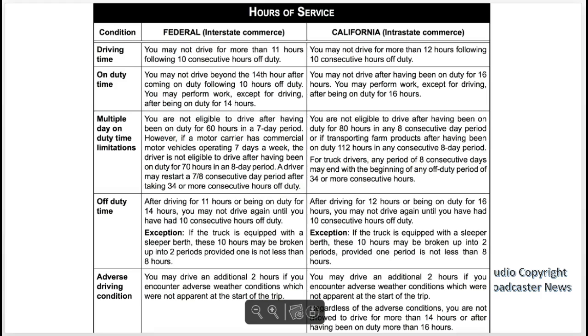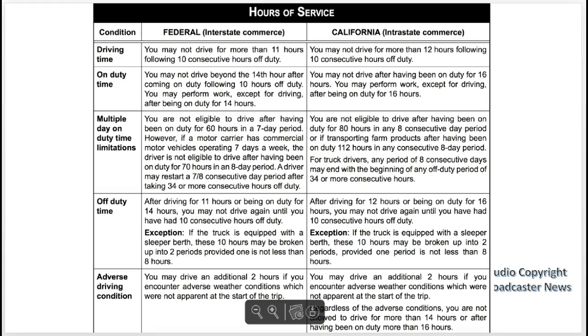Now, if you're in California only, after driving for 12 hours or being on duty for 16 hours, you may not drive again until you have had 10 consecutive hours off duty. Now, there is an exception. If the truck is equipped with a sleeper berth, these 10 hours may be broken up into 2 periods, provided one period is not less than 8 hours.